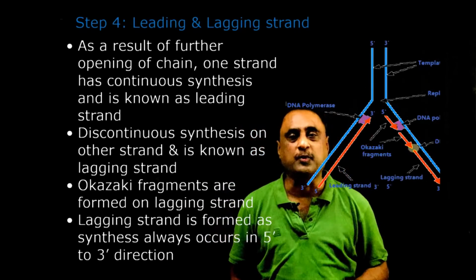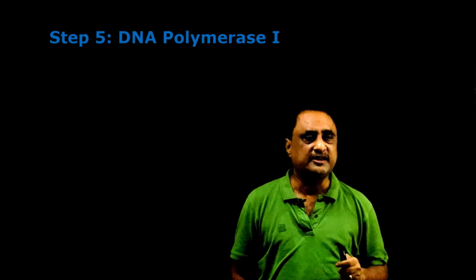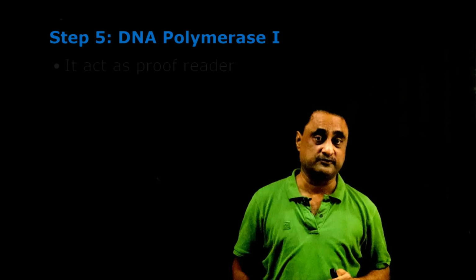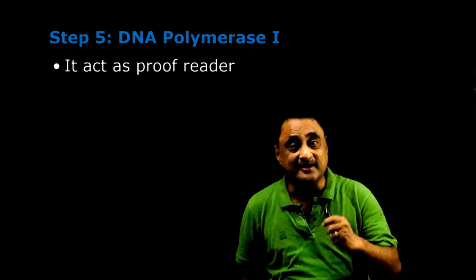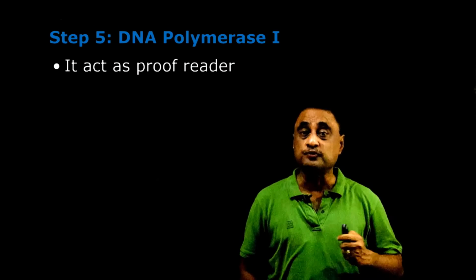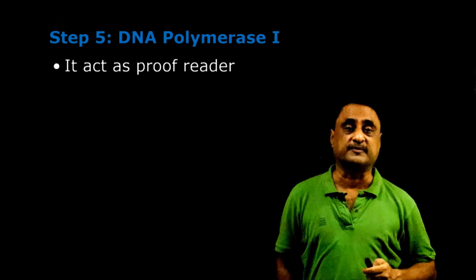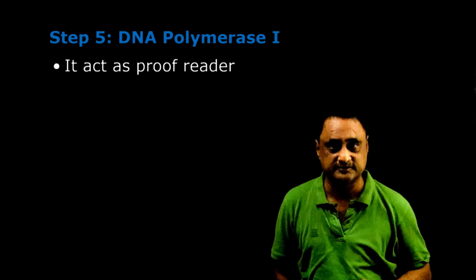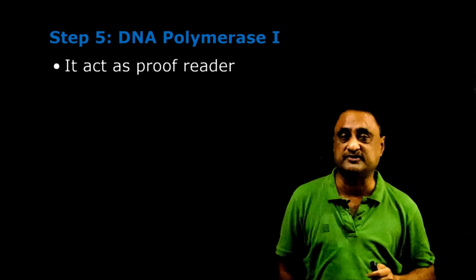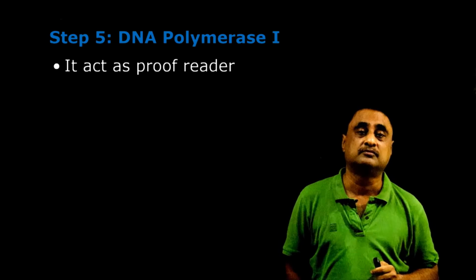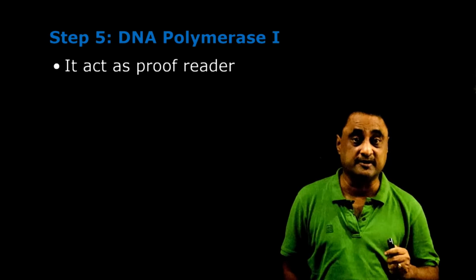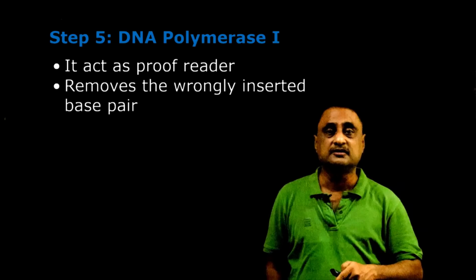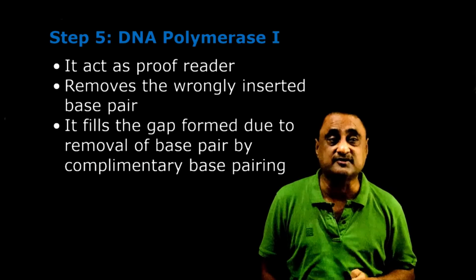Okay, let's talk about step 5. In step 5, we use DNA polymerase 1. Now, what is the action of DNA polymerase 1? First, it acts as a proofreader. Why is proofreading required? Because during the course of replication, it may happen that some base pairs are wrongly inserted. So the very job of DNA polymerase 1 is to identify those wrongly inserted base pairs. It not only identifies but also removes them, and after removal, it puts in the correct base pairs. So those are its functions.